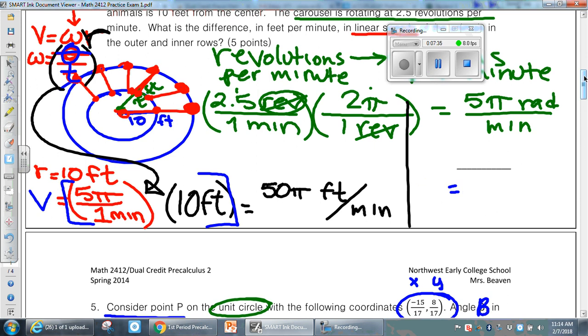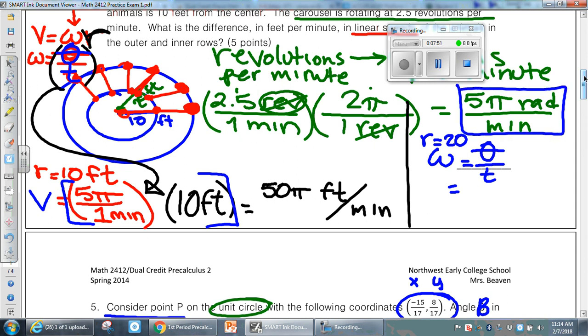Okay, I'll explain. The angular velocity, if the radius is 20, will still be 5 pi, because we need this formula, the angle measured divided by the time, and we have that here. That is the same for both circles. Remember, the angular velocity is the same for all horses. They're covering the same amount of radians or revolutions.